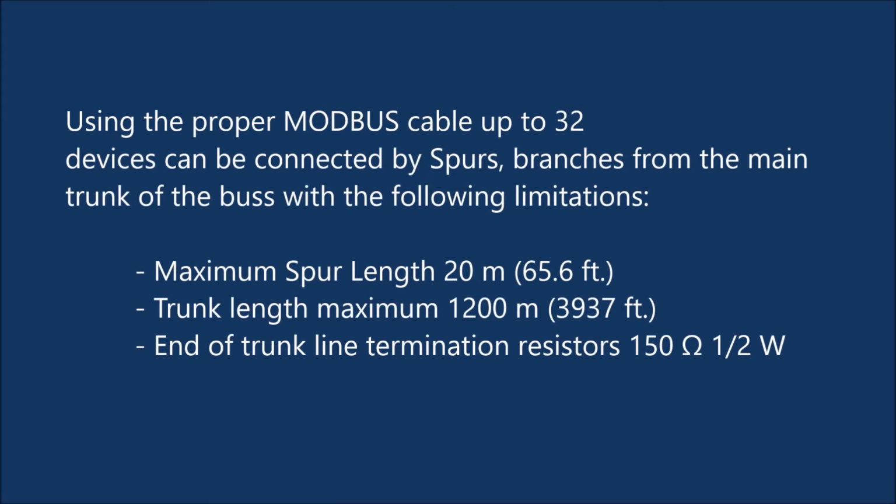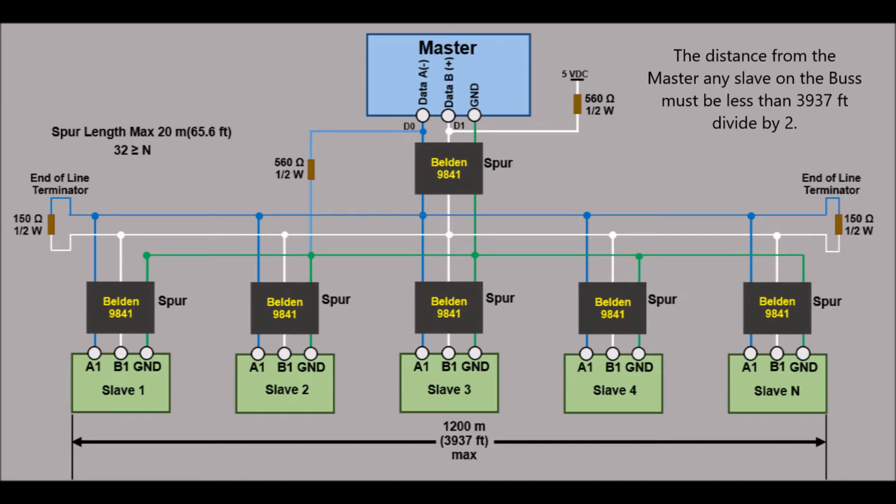Using the proper MODBUS cable, up to 32 devices can be connected by spurs, branches from the main trunk of the bus, with the following limitations: maximum spur length 20 meters, 65.6 feet, trunk length maximum 1200 meters, 3937 feet, end of trunk line termination resistors 150 ohms at 1/2 watt. The distance from the master to any slave on the bus must be less than 3937 feet divided by 2.